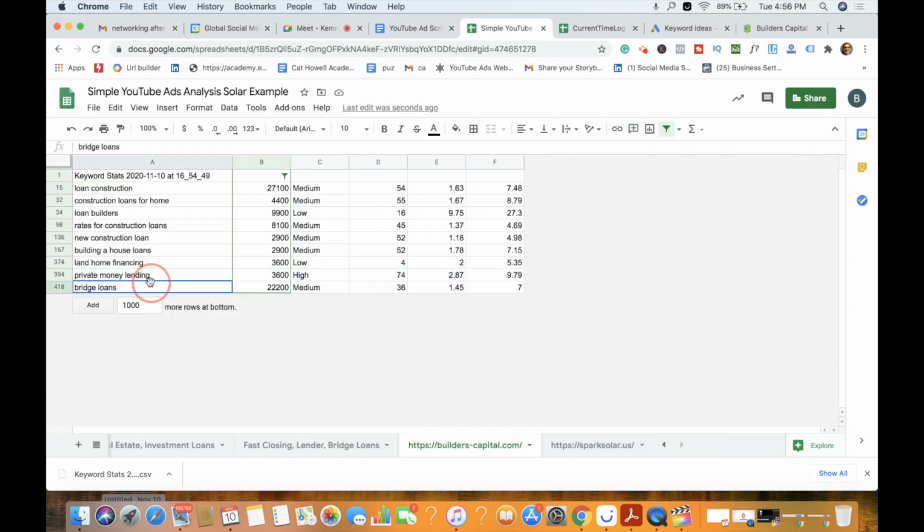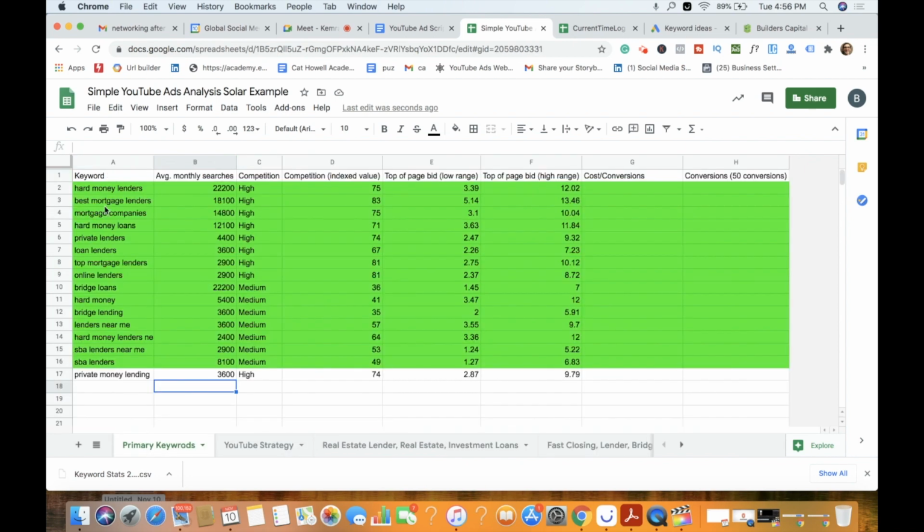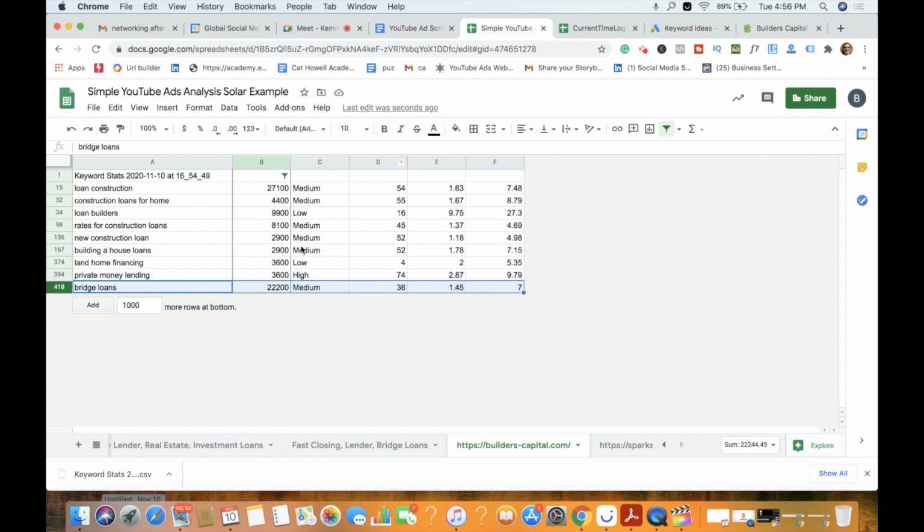You might see bridge loans is on there again. I don't know if we had that. I think we did. We had bridge lending and we had bridge loans, so right above. Yep, bridge loans right there. So I would maybe take building a house loans, some of these other ones.